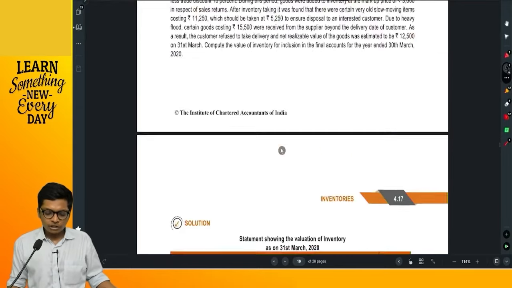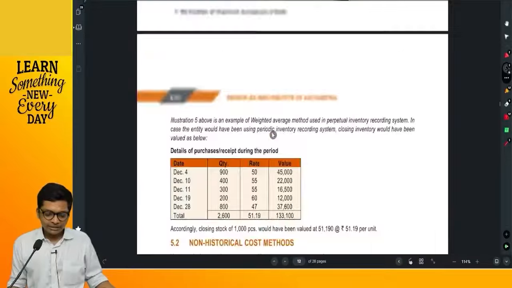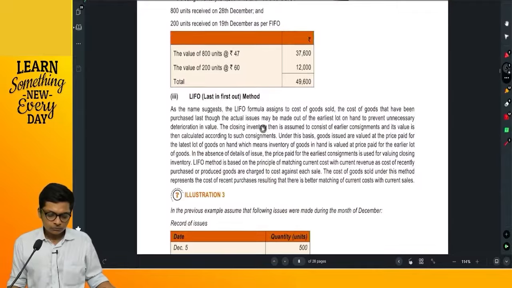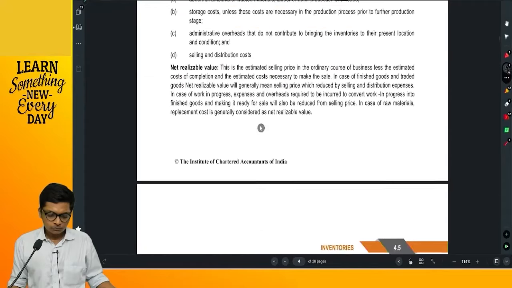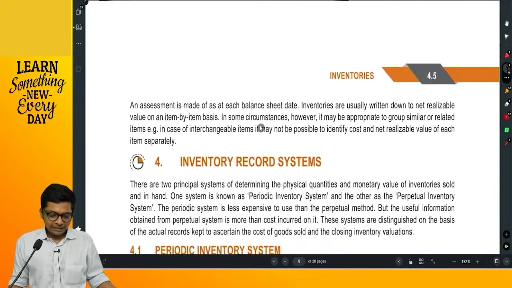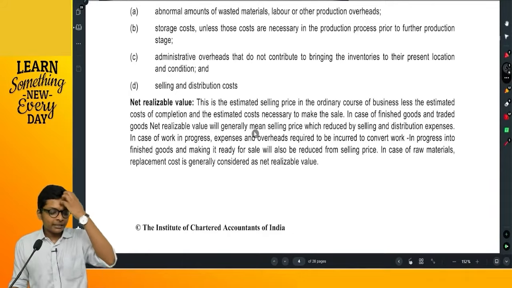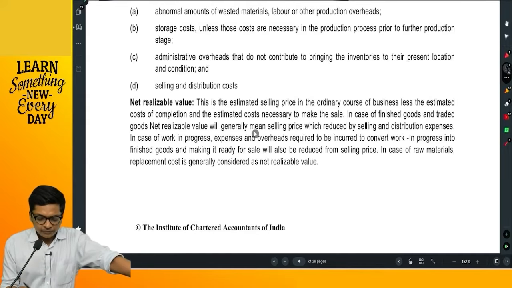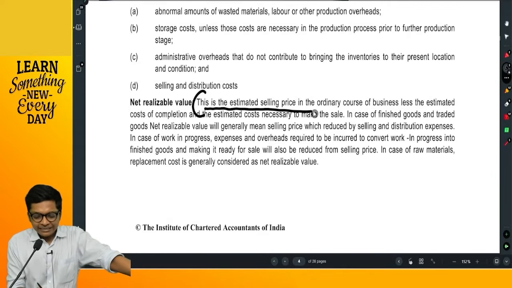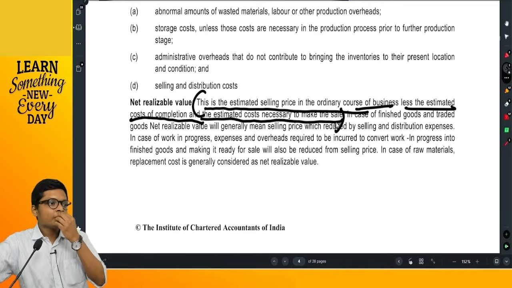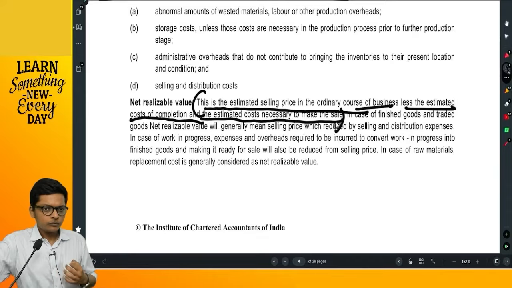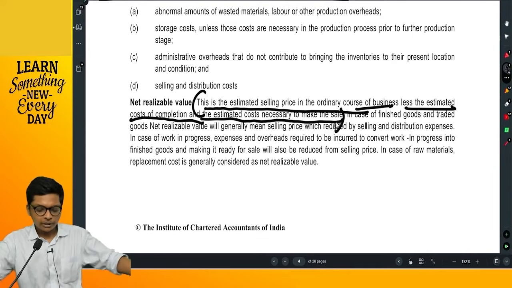Now if you go read the definition of NRV in the book, in the theory area, here I gave it like a statement. It is actually a formula. Look at this: estimated selling price in the ordinary course of business less estimated cost of completion and cost necessary to make the sale. Are you following, guys? Clear? Anybody has a doubt? Okay.